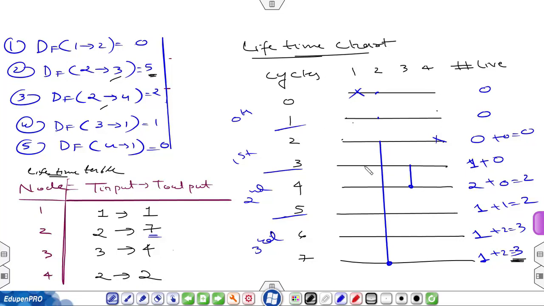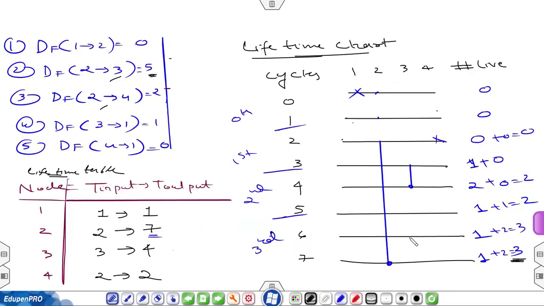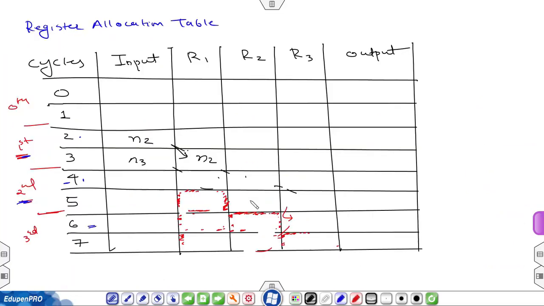The reason is already explained, and at this point N3 is generated, N2 is live. So N3 generated, N2 is live, and so the variable has to move in the forward direction in subsequent cycles. So N2 will be moved to register R1. In the next cycle, N2 is live, N3 is also live. So N3 is shifted to register R1, and at the same time N2 will be shifted to R2.